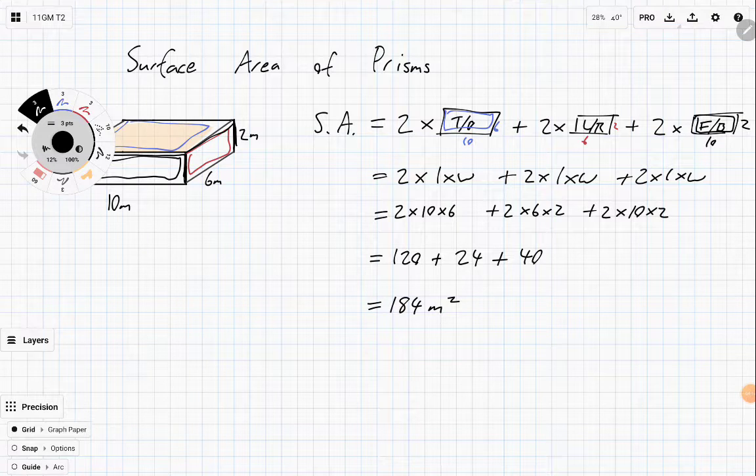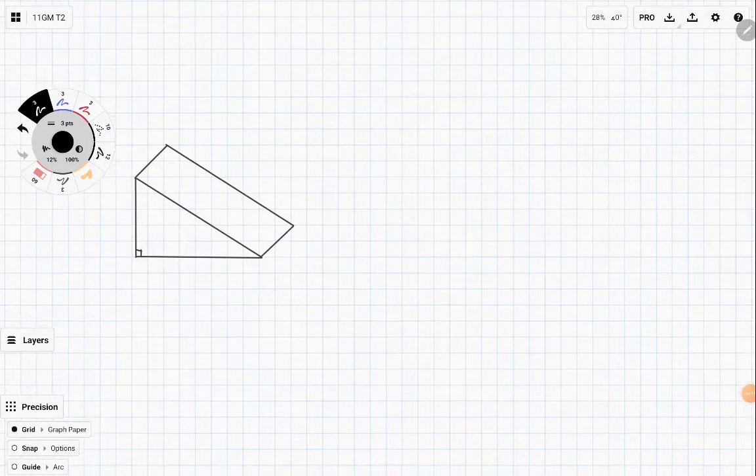Let's have a look at a triangular prism instead. Now this triangular prism has its base at the front here.